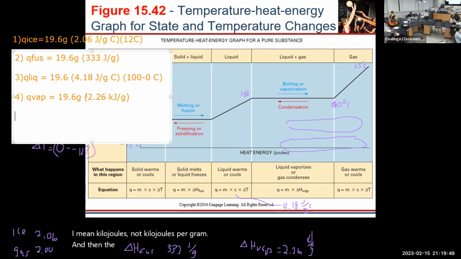Then the last case is going to be our Q gas. And that's going to equal 19.6 grams times 2.00 joules per gram Celsius. And now we're going from our initial temperature of 100 to our final temperature of 115, so 115 minus 100.